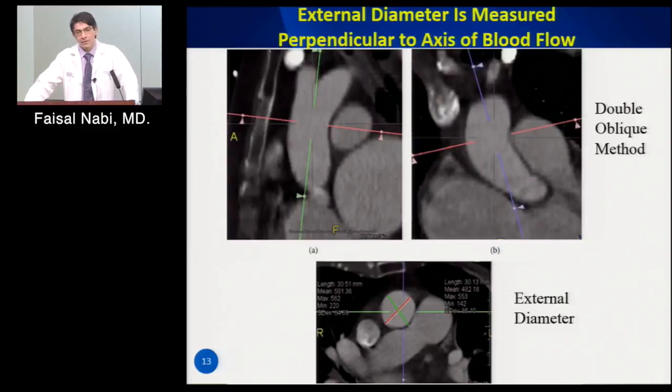And why do you do that? Well, the reason is, if the gold standard is what the clip the surgeon would put around the aorta as the actual measurement, then we should measure similarly. So actually measuring from the outer border of that arterial wall to the outer border of the arterial wall will mimic what the surgeon would use with his calipers in the operating room.